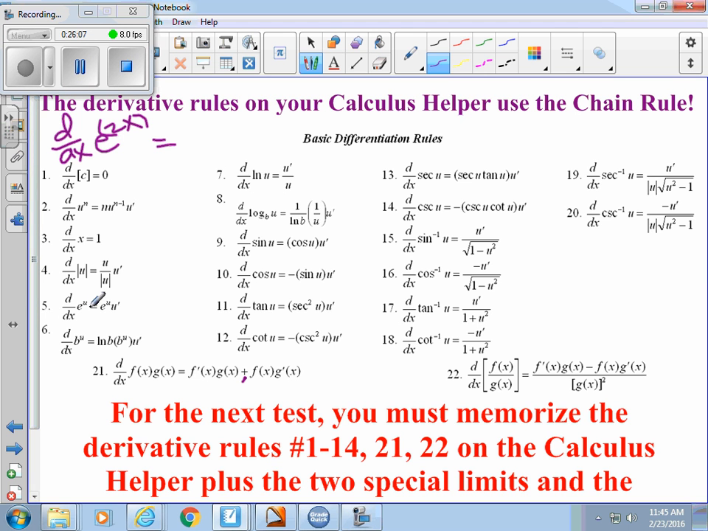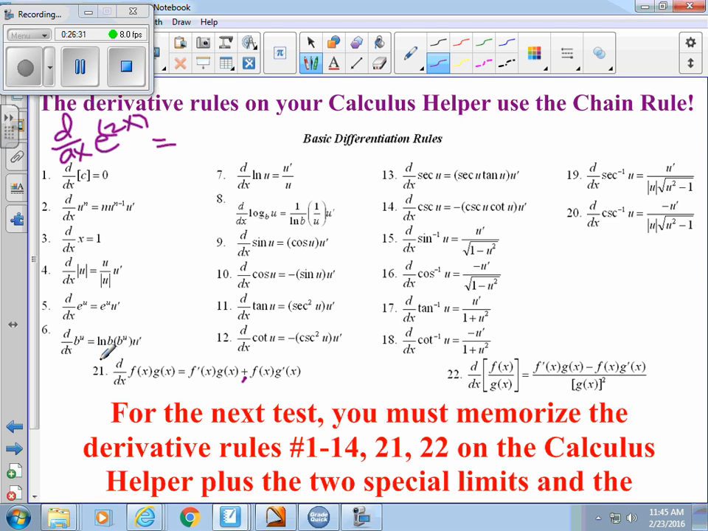Okay, that's what this says. The derivative of e to the u is e to the u times whatever u prime is, the derivative of the inside. See it? All this says is follow the rules you've already been following, but don't forget the chain rule.